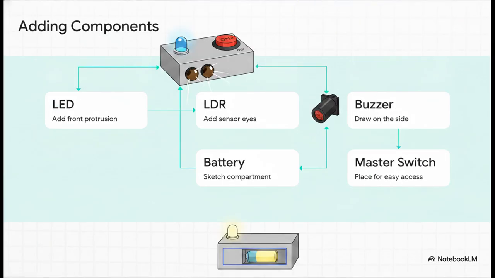Awesome. Now we need to mount our electronic components to turn this from a simple box into a legit alarm system. So, step by step, carefully sketch in the LED protruding right from the front so it's super visible. Add the LDR eyes where they can easily detect any light changes. Draw the warning buzzer on the side. Place your master switch where someone can actually reach it to turn the system on or off. And finally, sketch that battery compartment on the back or inside to keep your power source secure.